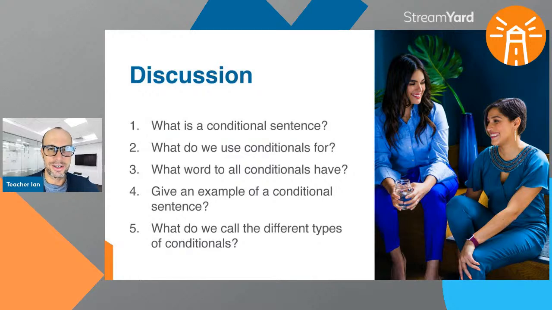A good way to learn something new in English is to think about what you already know about that topic and either talk about it or write it down or something like that. So that's the idea behind our discussion questions. I get you to think about what you already know, and then we can build on that knowledge throughout today's lesson. So number 1, what is a conditional sentence? Very simply, if you're not sure, you might want to Google it really quickly and then write your answer in the chat.